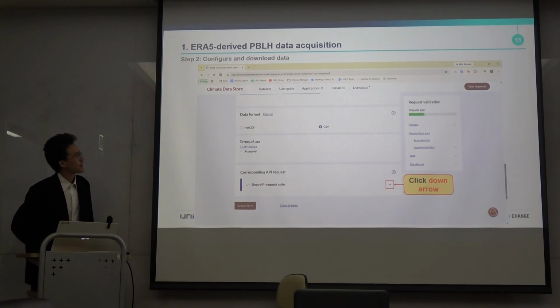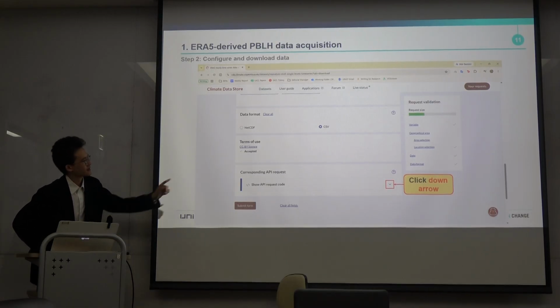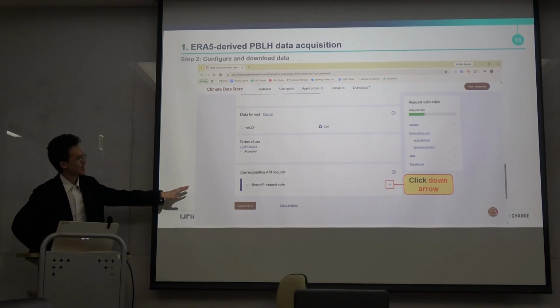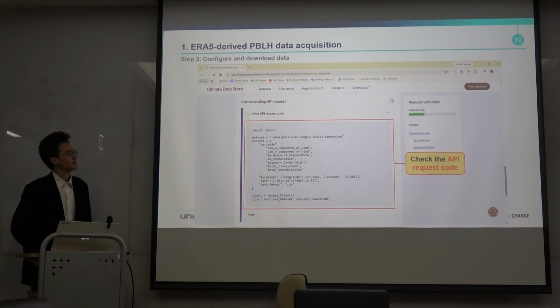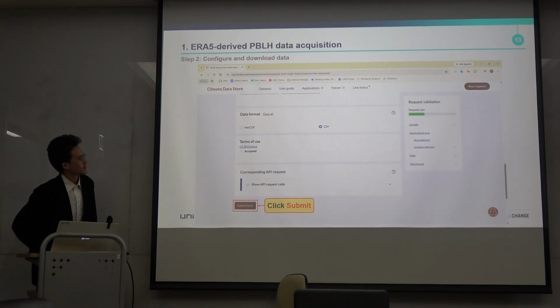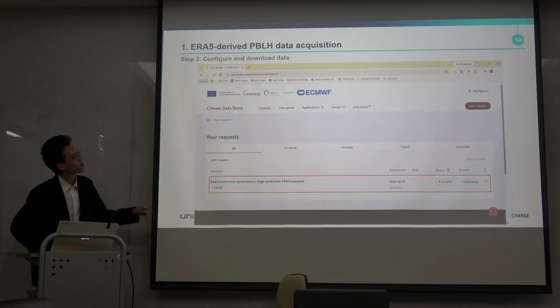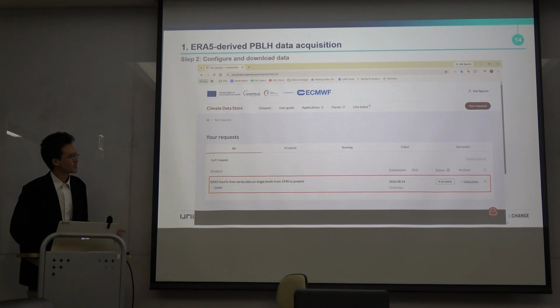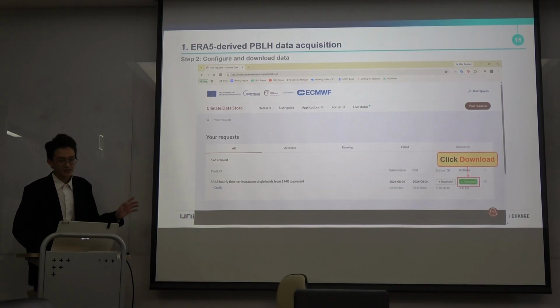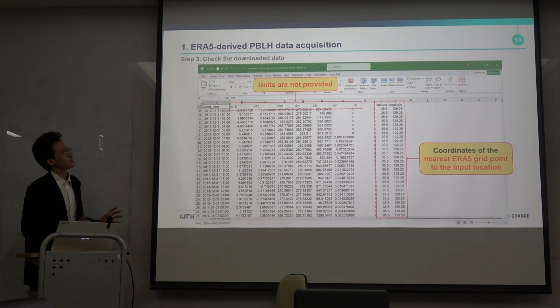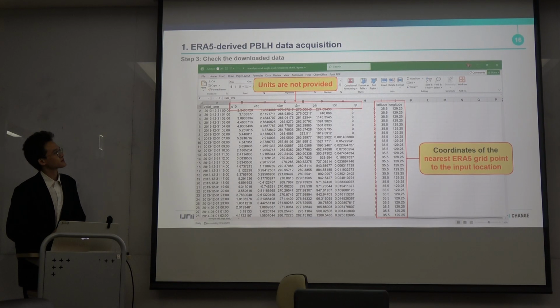Also, ERA5 data can be downloaded using code. We can click the down arrow in the API request to check the code. But in this example, I downloaded using the web page interface. After clicking submit the form, it automatically goes back to your request page. After waiting a few minutes, we can click download. And this is the CSV file we get from the ERA5 website.